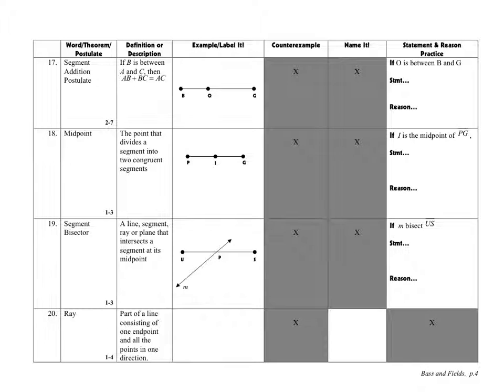So I'm going to come over here and let's take a look at this statement where it says O is between B and G. When we read this sentence, we really want to call our attention to this word between, because that's going to indicate to us what our picture should look like.